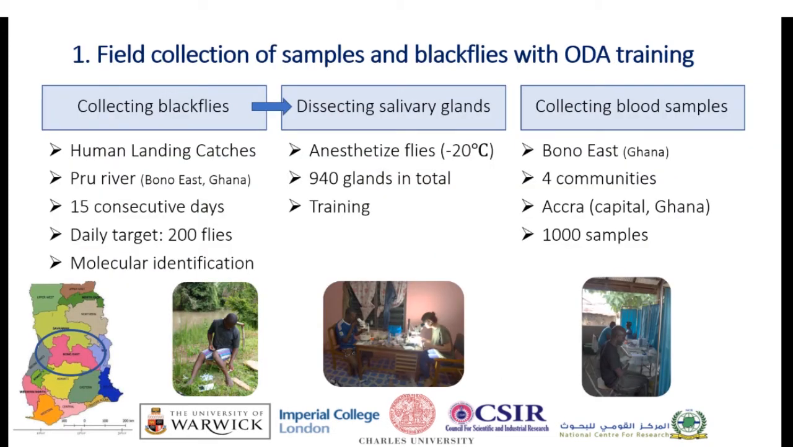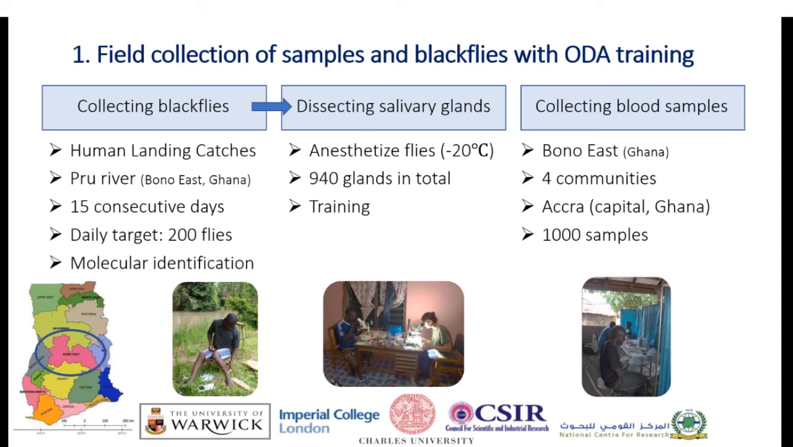We went to the field in Ghana, and there we collected blackflies and blood samples. Blackflies were collected through human landing catches near the Prue River. This is located in the Bono East region in Ghana. You can see the region encircled on the map of Ghana in your left lower corner. We collected blackflies for 15 consecutive days with a daily target of 200 flies.